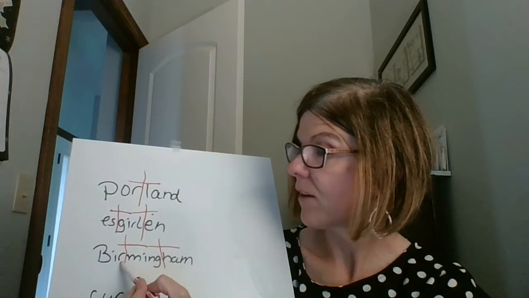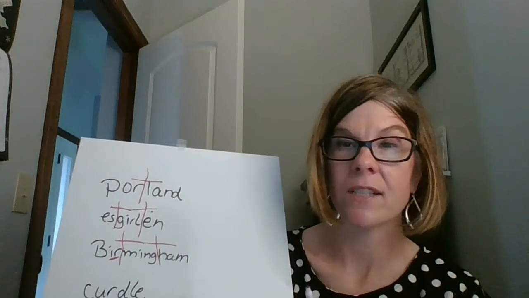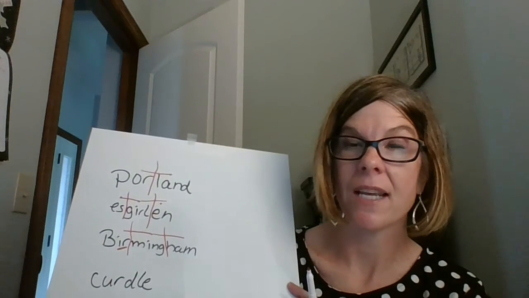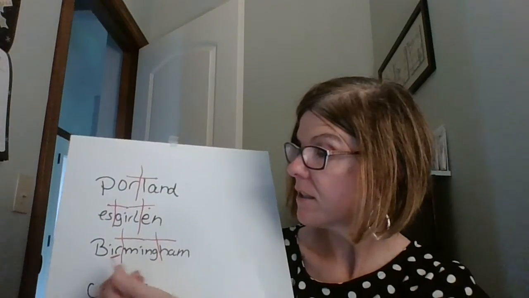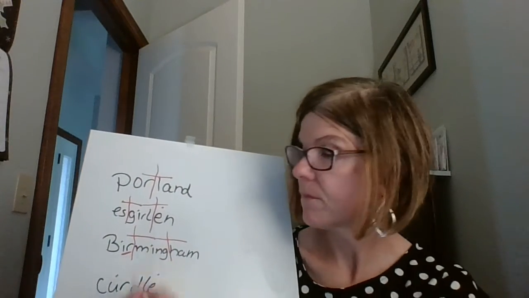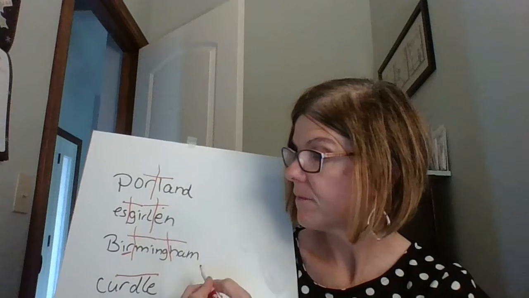And again, I've got to look here. I have IR, and notice that I don't really hear that I sound because the R is bossy and controls it. So let's look at our last example. U and E are my two vowels. I'm going to draw a line.